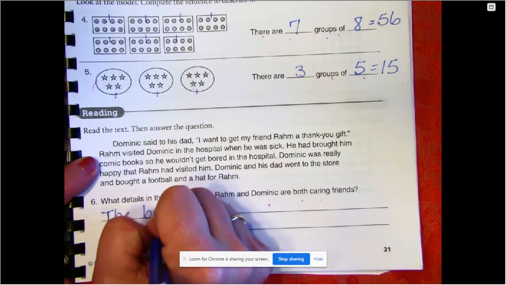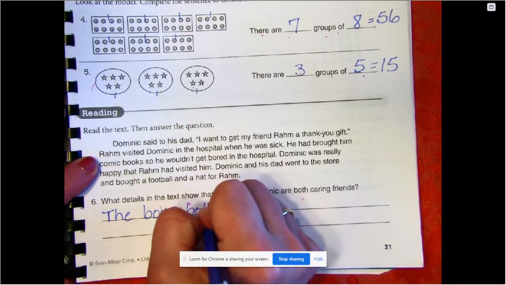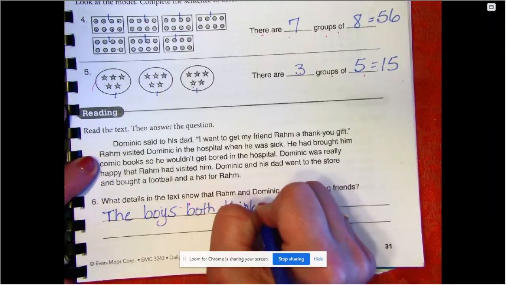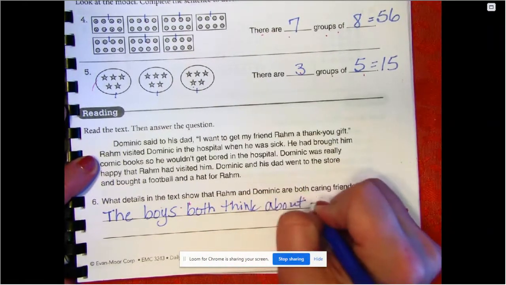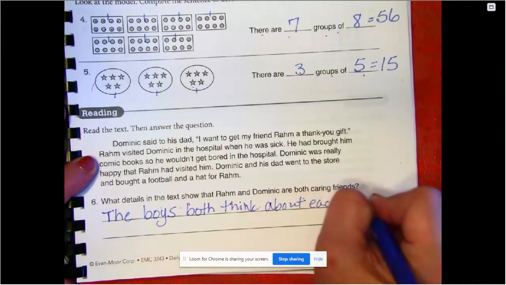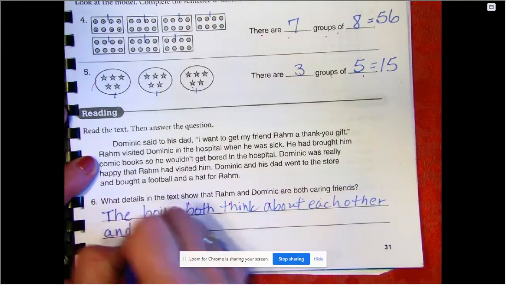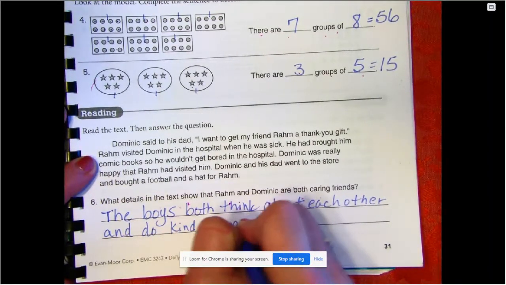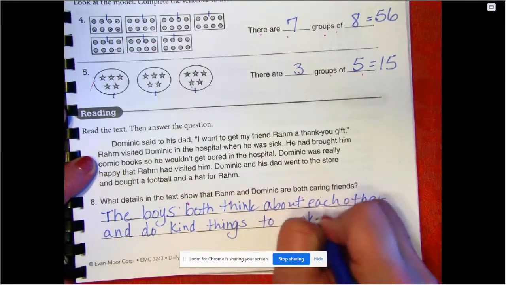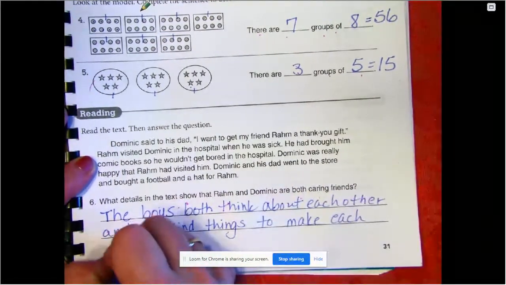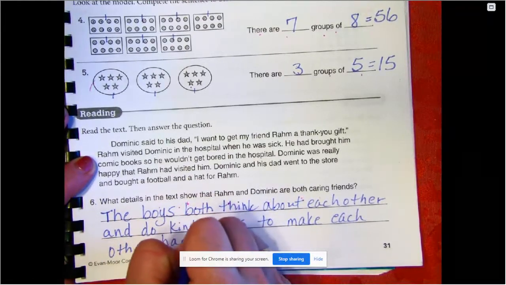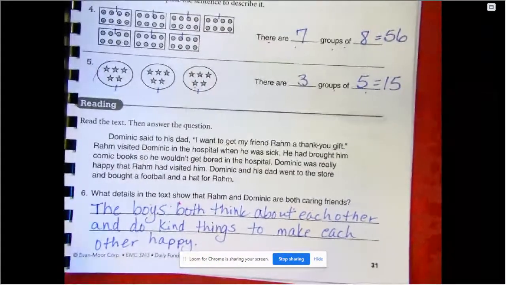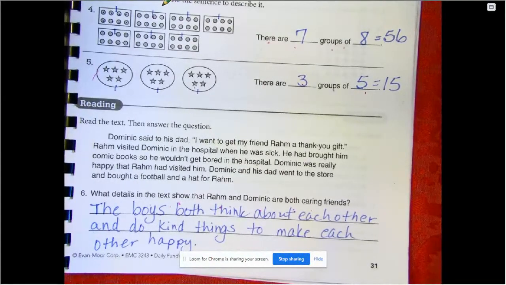I'm going to say the boys both think about each other and do kind things to make each other happy. All right. If you have a different sentence, that is completely fine. You don't have to change your sentence. If you needed a little help, there you go. You can copy that one down.